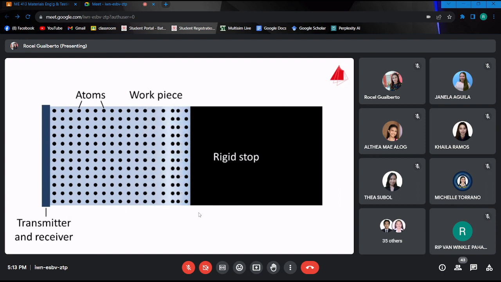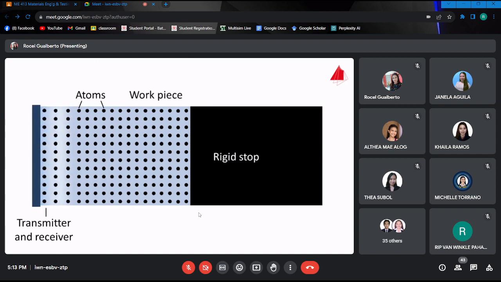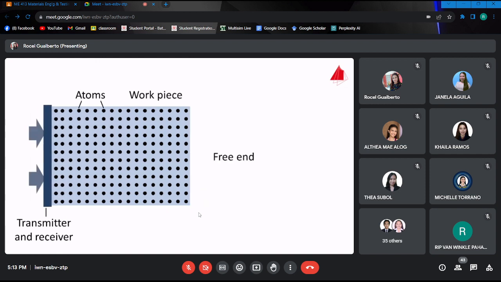When the sound wave reaches the rigid stop at the right side, it is reflected and runs back towards the disc, which now serves as a receiver. A free end is also able to reflect a wave.